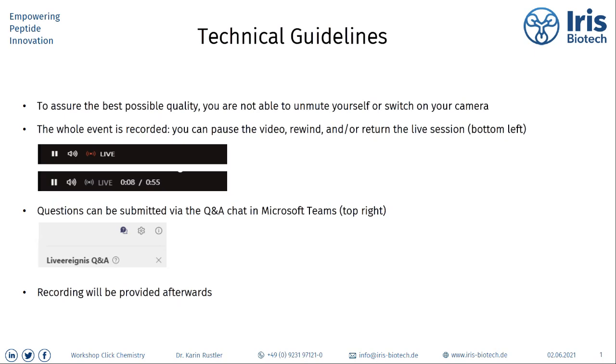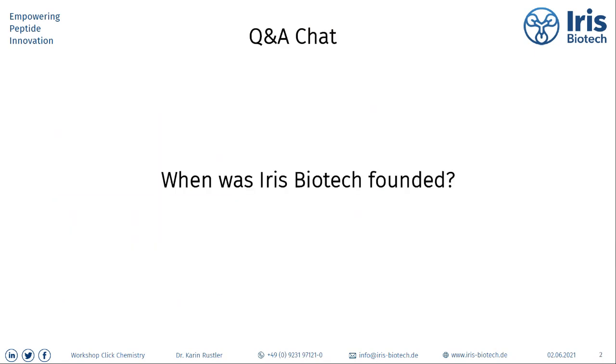To try out the Q&A chat, we would now like to post a question in the Teams chat which you could answer. So you should see the question, when was Iris Biotech founded, within the chat. And we are checking if there are answers coming in. And yes, you should see there is already one answer. And the correct year, as mentioned, is 2001. So this is also why we are currently celebrating our 20th anniversary. So hope you are now all familiar with this Q&A chat.